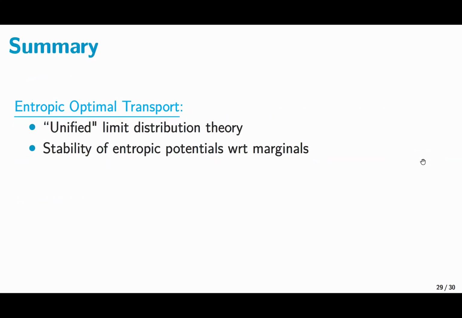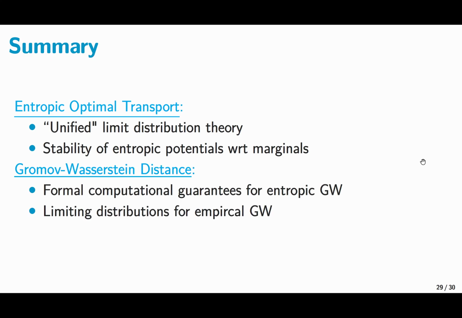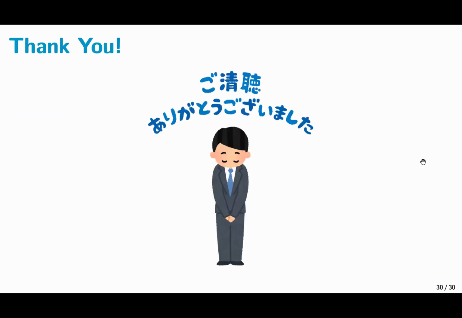Okay, so let me wrap up. For the entropy of transport, I discussed a unified limiting distribution theory that puts asymptotic distributions of EOT objects under the same umbrella. Key to our analysis is the stability of the entropic potentials with respect to the marginals. And for the entropic GW, I discussed formal computational guarantees. Again, key to our analysis is the stability of the entropic potentials with respect to the metrics appearing in the cost function. Finally, I discussed limiting distributions for the entropic GW. Any questions? If not, then thank you so much.